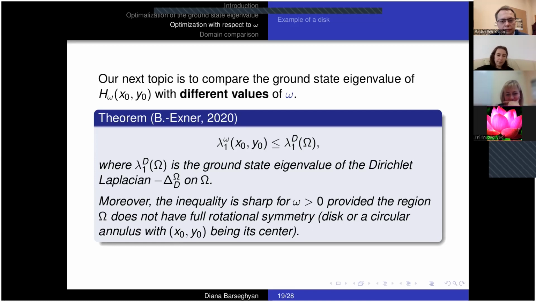Also, we prove that in case omega does not have full rotational symmetry, which means that it is not a disk or a circular annulus with center such that x0, y0 becomes its center, then this inequality is sharper. So this means a strict inequality for every positive omega. If the domain is not rotationally symmetric, then for any positive omega, the ground state eigenvalue is less than the ground state eigenvalue of the Laplace operator. Next, please.